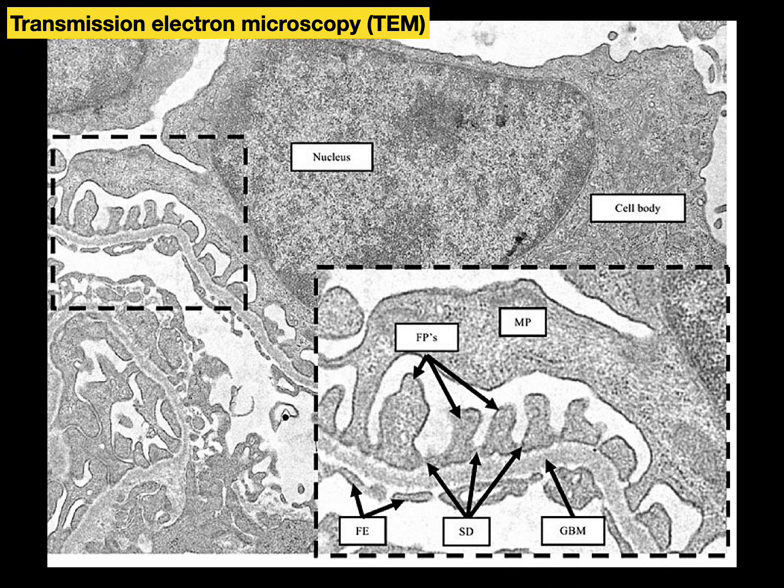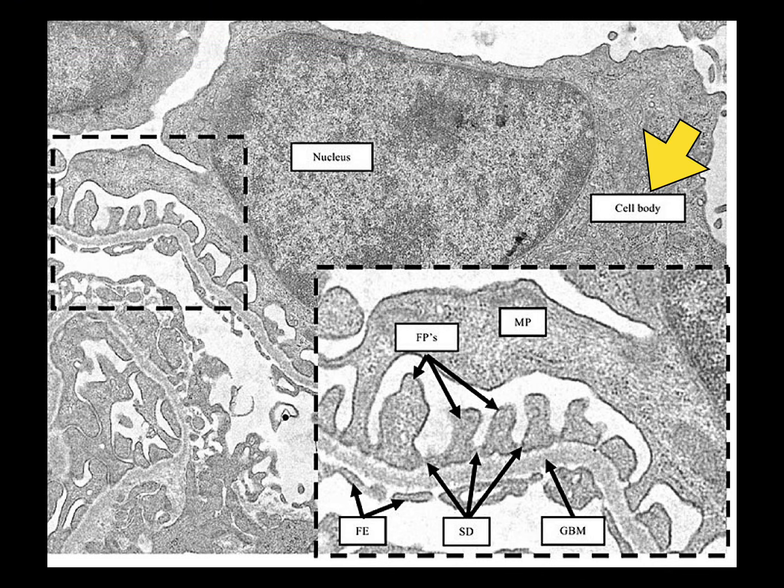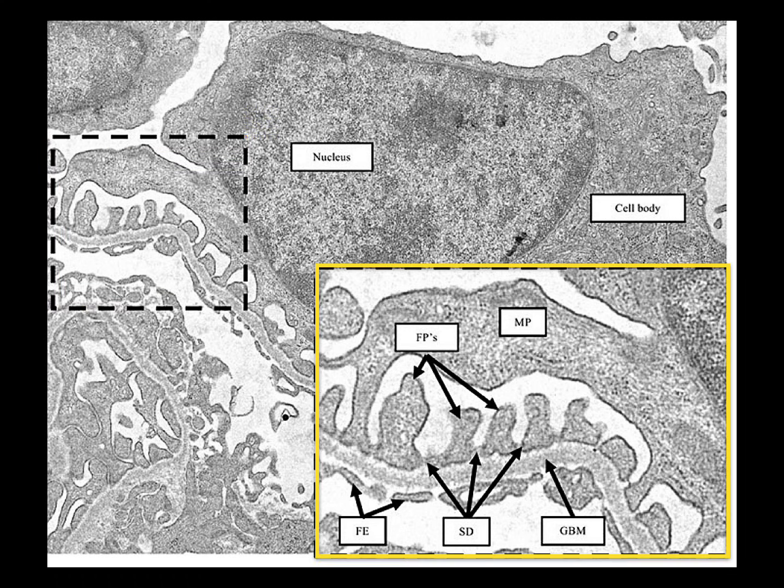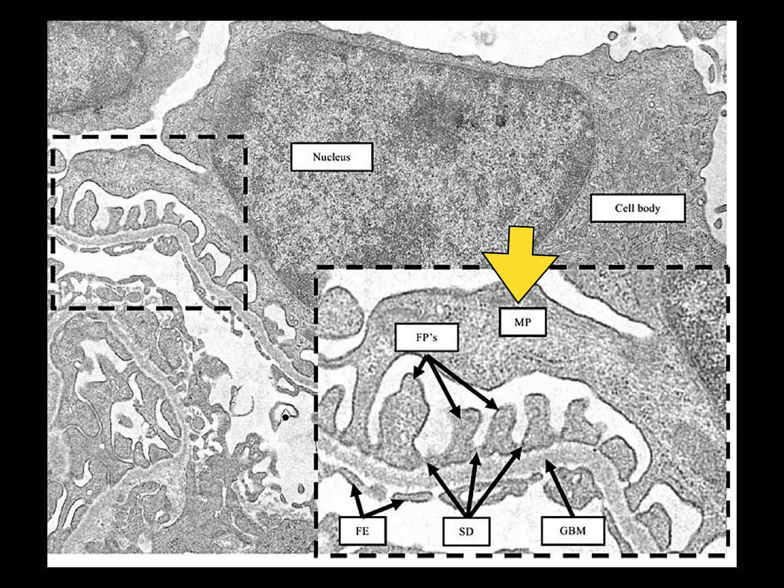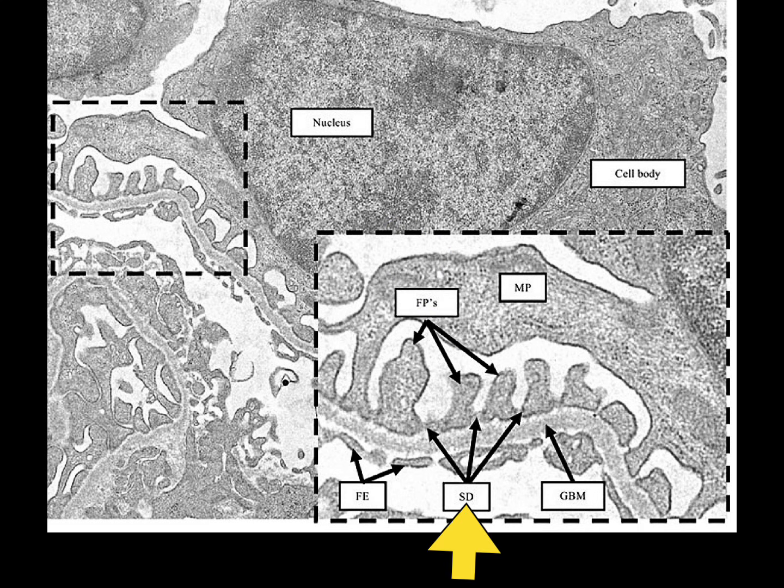Here's a transmission electron microscope image, TEM. There's the cell body of a podocyte with its nucleus. And here, we're going to take this element of this podocyte and blow it up over here. The MP stands for a major process from the podocyte, which then gives rise to these foot processes, FP. And the SD is the slit diaphragm. That's the filtration slit. That's what's containing the nephrin. And here's the glomerular basement membrane, and there's the fenestrated endothelium.